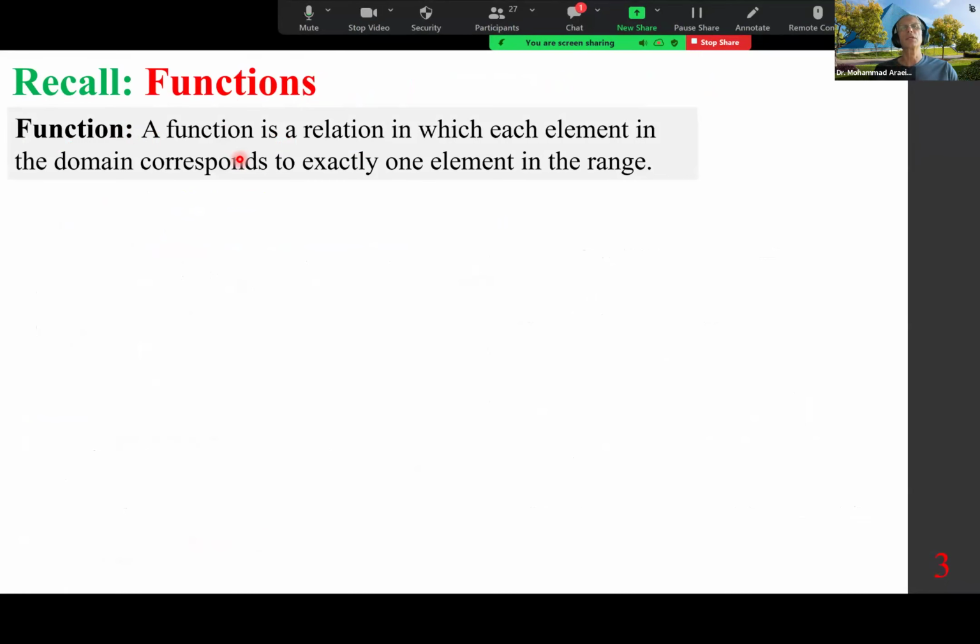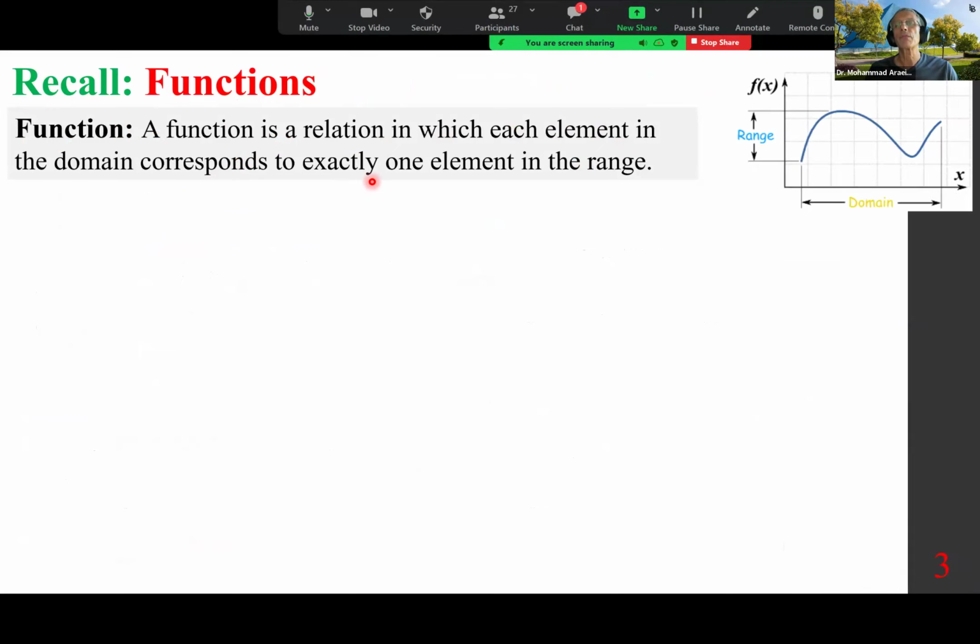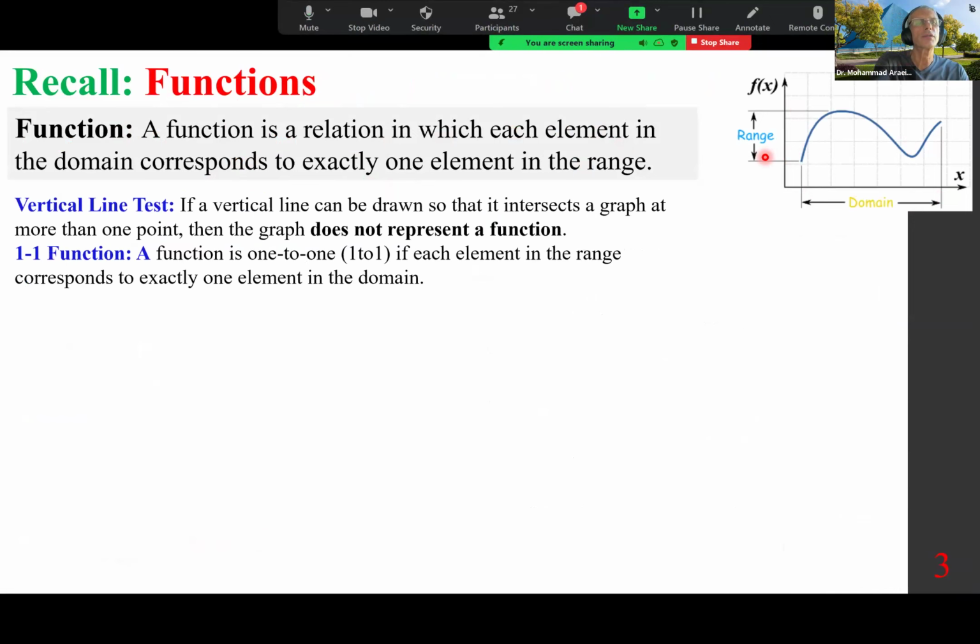A function is a relation in which each element in the domain corresponds to exactly one element in the range. Domain, basically the portion of a graph that covers the x-axis. Range, the portion covering the y-axis. Vertical line test, short, VLT. If a vertical line can be drawn so that it intersects a graph at more than 1 point, then the graph doesn't represent a function.